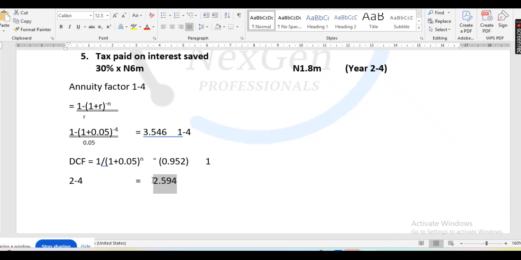Okay. So do you mean year 1 to 4 is 3.546 and year 1 is 0.95? So you now negate it from 3.546. You get the answer. Can you see it? So this is 2 to 4.